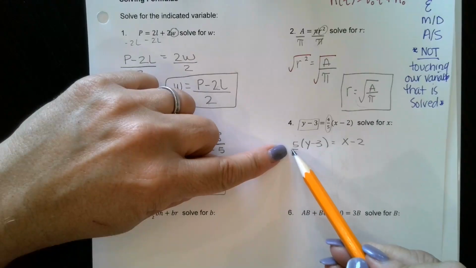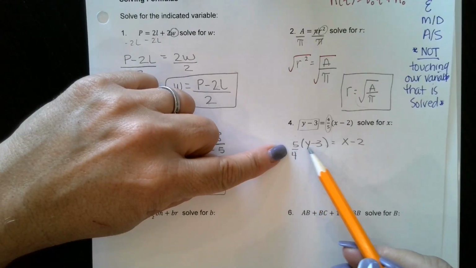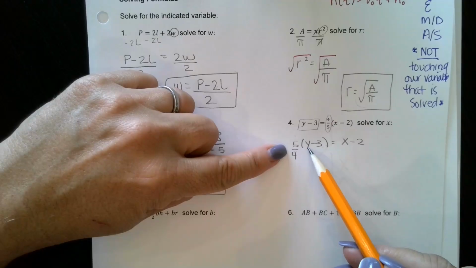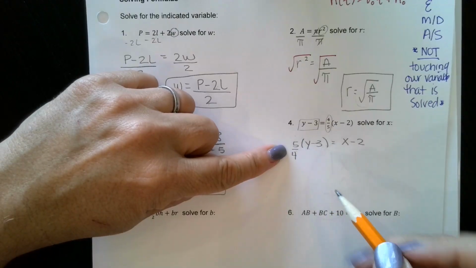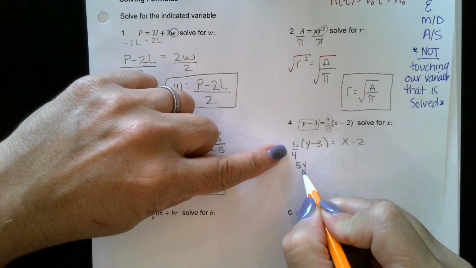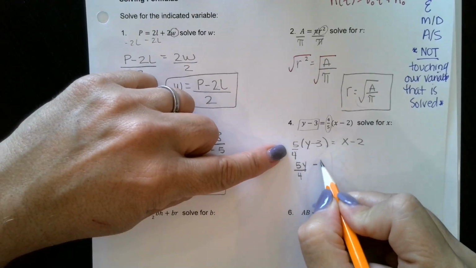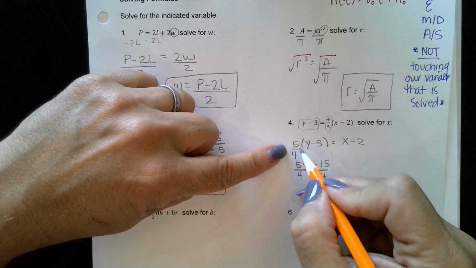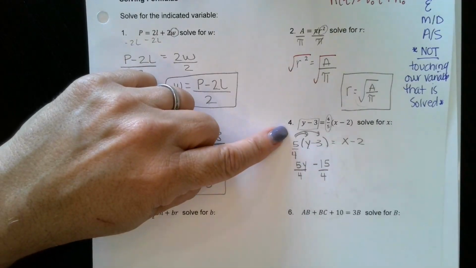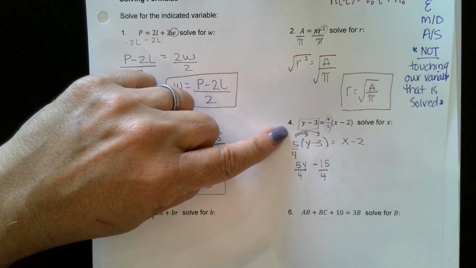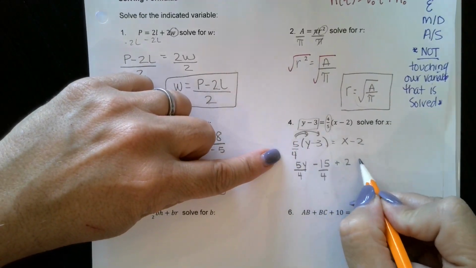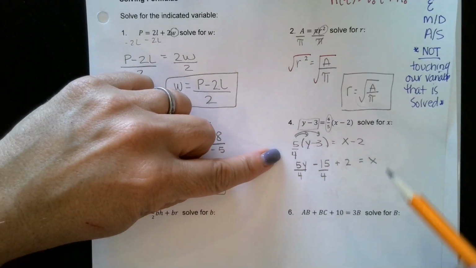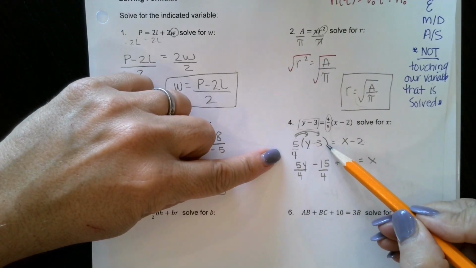But if I multiply just by 5 over 4 and I don't have it in parentheses, then normally what happens is it just gets tagged onto the y, and that's not the case. Okay? So now I'm going to distribute this, and I would have 5y over 4 minus 15 over 4. If I distribute this to both of those terms, that's what I get. And now since I'm solving for x, I'm going to add 2 to this side.